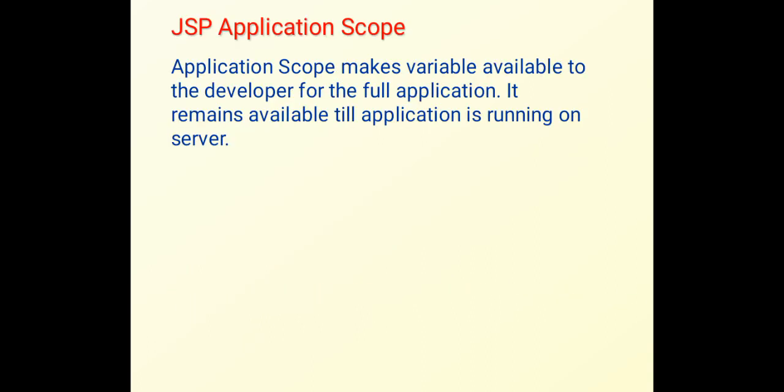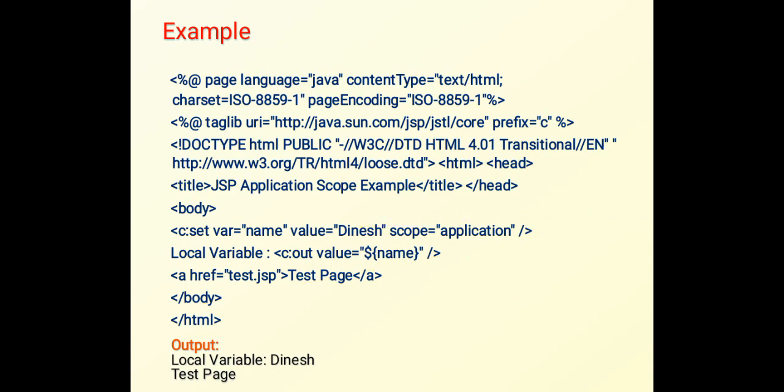Now, next is JSP application scope. Application scope makes a variable available to the developer for the full application. It remains available till the application is running on the server. This is the example of it.